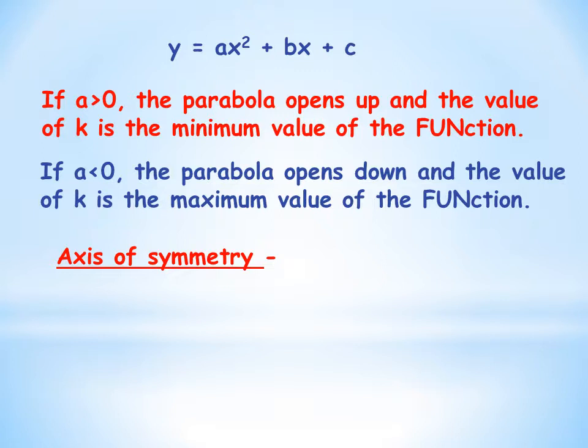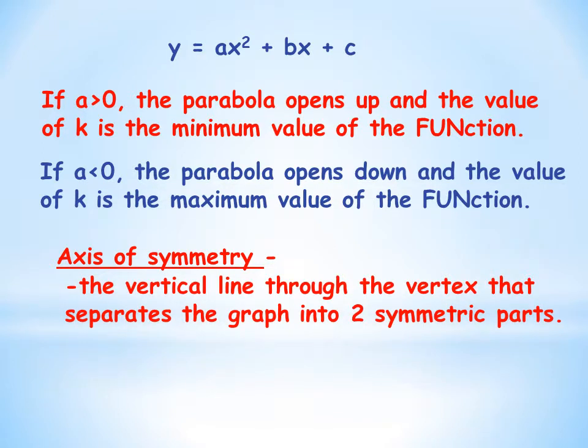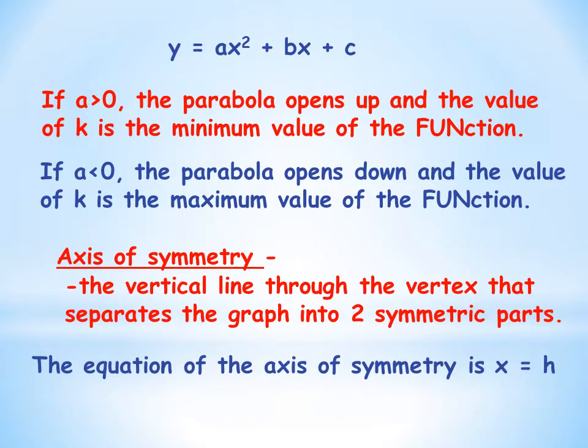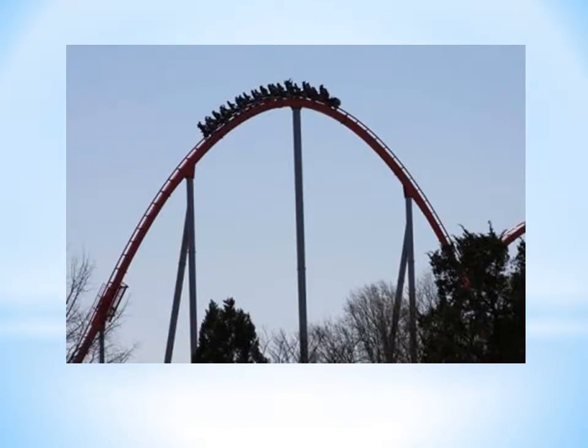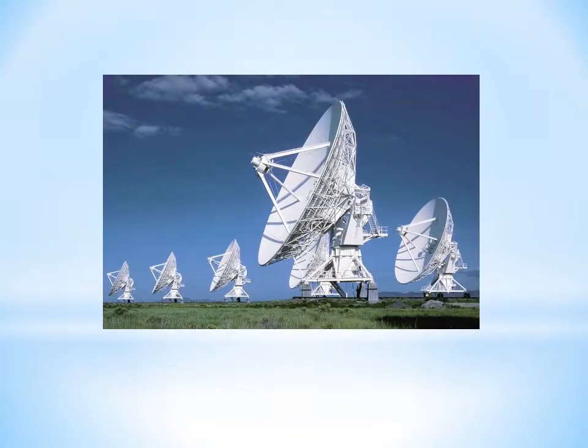Parabolas are symmetrical, and so therefore they have an axis of symmetry. And that is a vertical line through the vertex that separates the graph into two symmetrical parts. The equation of the axis of symmetry will always be x equals whatever the x value of the vertex is, or whatever h is. And there's lots of examples in real life where you can see parabolas, McDonald's sign, fountains, and I'll just go through these quickly so you can look.